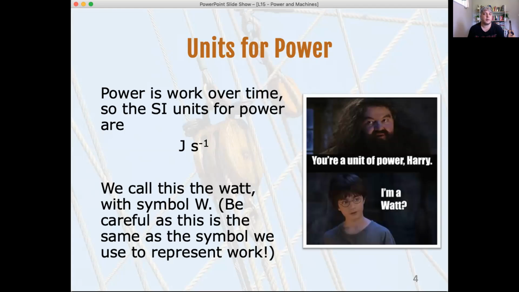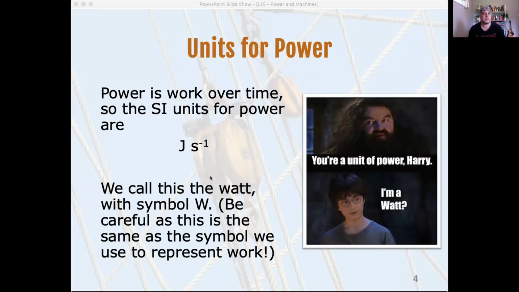But this is so common that we give it its own unit, and that is the watt, W-A-T-T. And we use the symbol capital W for the unit watt. Now you need to be careful there because for work, we also use the symbol W in the equation, whereas here power has the symbol W for its unit, but power is calculated based off work, which has W. So you do need to be careful of that. We do get quite a bit of repeating letters and symbols throughout physics, and you just need to be confident at keeping track of everything.